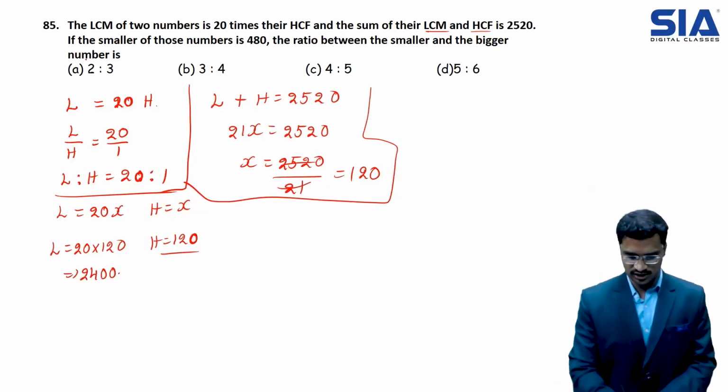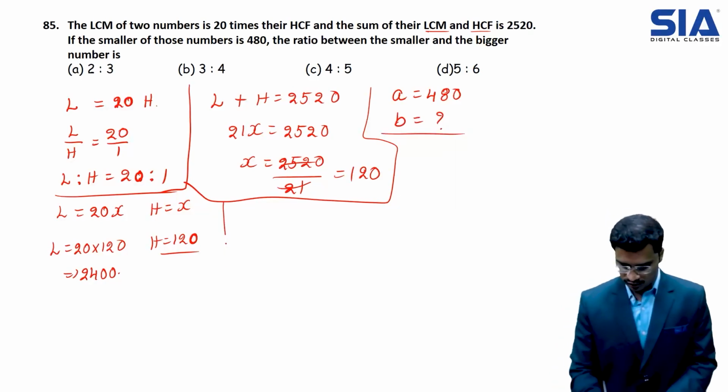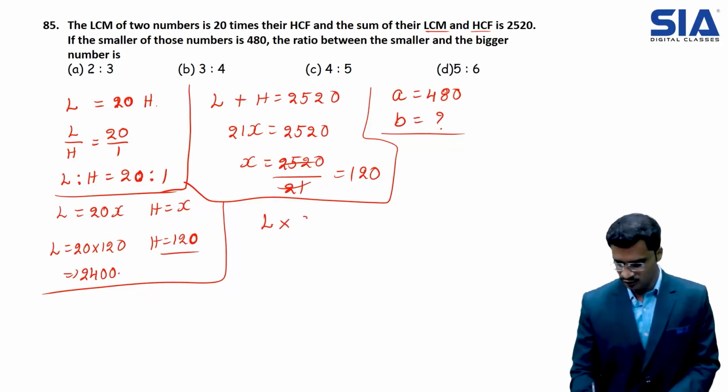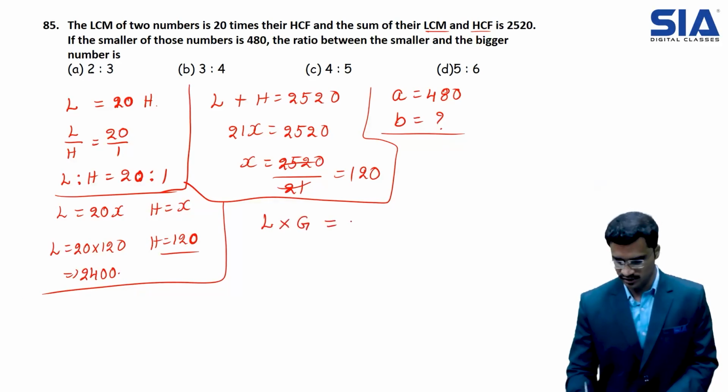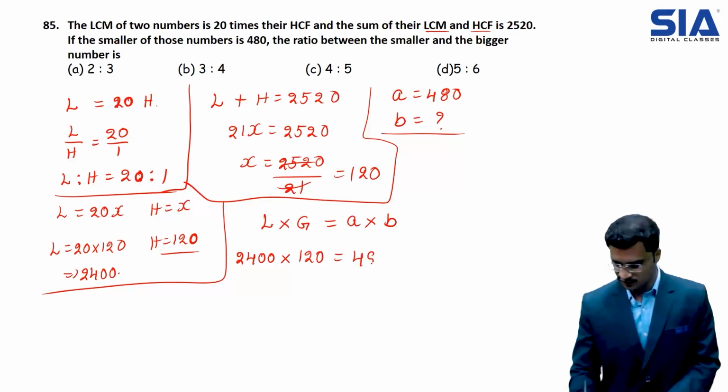So in this question he said that one of those numbers is 480. Then we should find the second number. We know a condition in LCM and HCF, which is LCM into HCF is equal to the product of those two numbers. So LCM is given as 2400, HCF is given as 120, the first number is 480. Then we should find the second number.